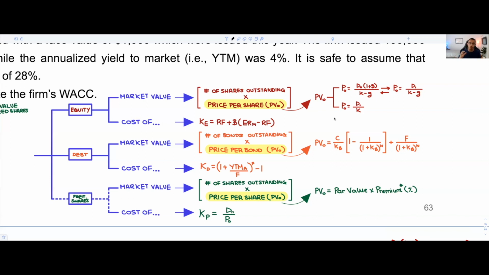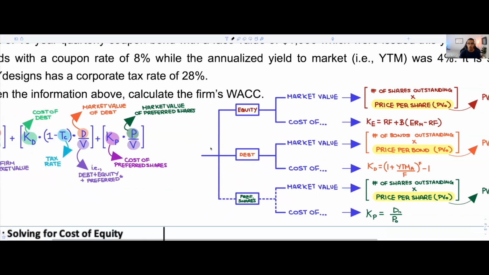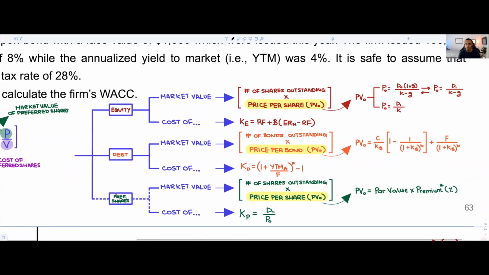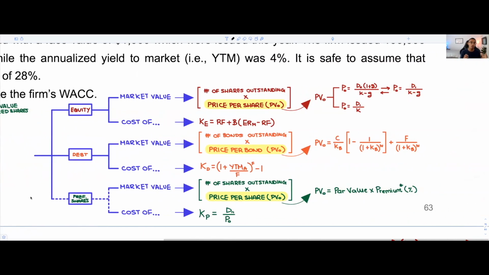And once you have these two buckets, you would be able to go back to our WACC formula and say, you know what, I have KE and I have E, but we still don't have V. V is going to come at the very end of our whole flow chart. So now that we understand how to solve for the equity portion, let's move on to the second category of this flow chart, which is debt.